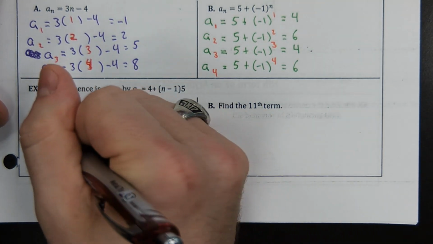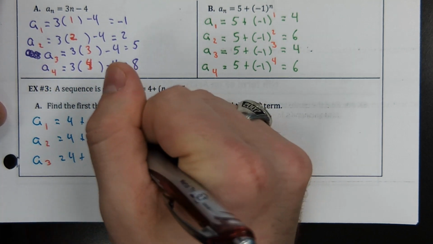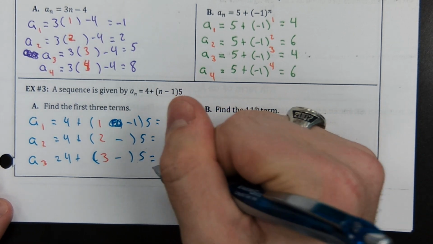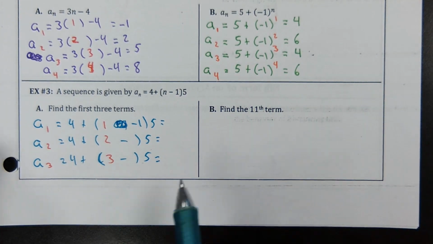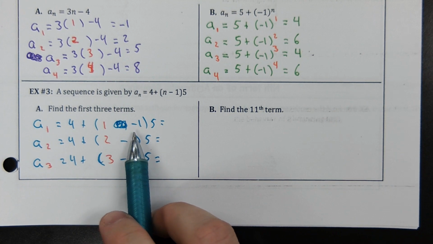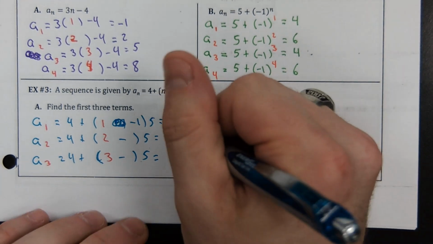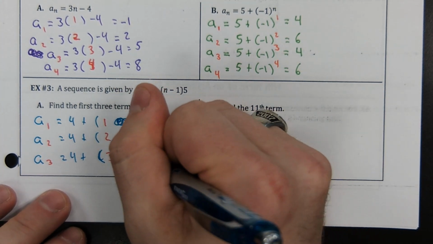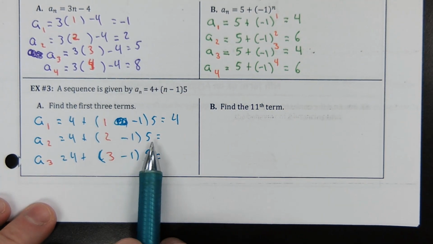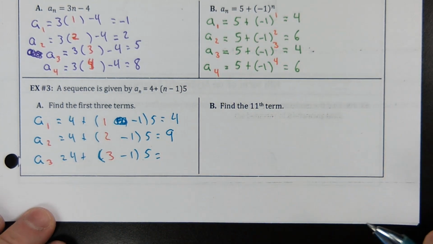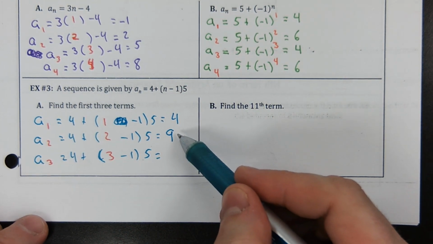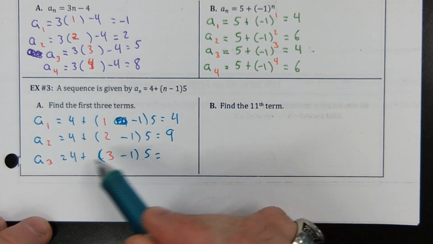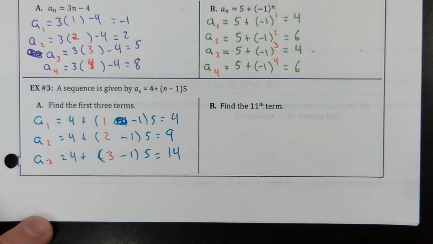So we're letting n be 1, 2, and 3. Well, 1 minus 1 is 0. 0 times 5 is 0. So this is just a sum of 4. But then here, 2 minus 1 is 1. 1 times 5 is 5. So 9. Interesting. It went up 5. And then 3 minus 1 is 2. 2 times 5 is 10. 4 plus 10 is 14. Interesting. It went up 5.